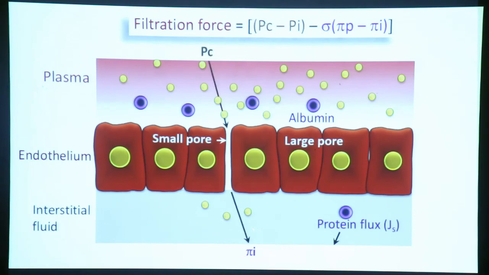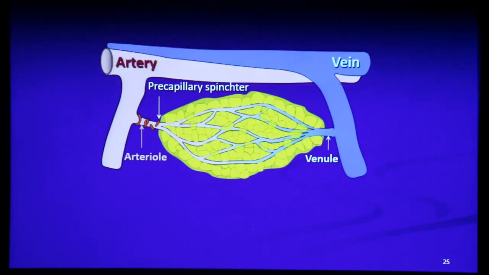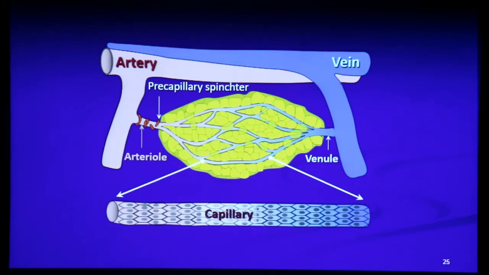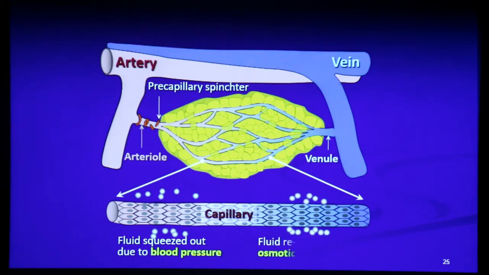So the capillary pressure and the osmotic pressure of the interstitium will drive the fluid into the interstitium, and the interstitial pressure and the plasma oncotic pressure try to push back the fluid from the interstitium into the blood lumen, right? So look at this diagram. If I expand the capillary from the arteriolar end to the venular end with the capillary in between, you'll find that the fluid first is squeezed out because of the blood pressure, and later at the venous end the fluid re-enters because of osmotic attraction.